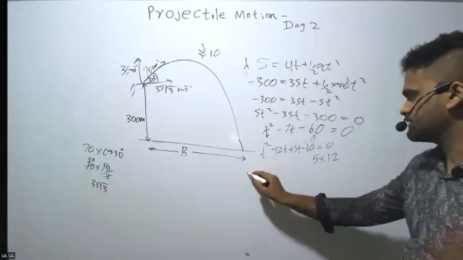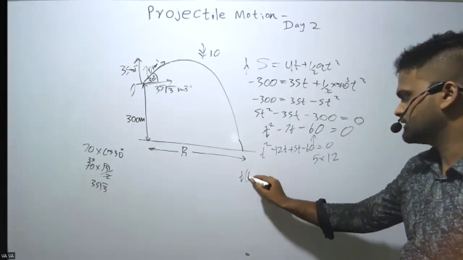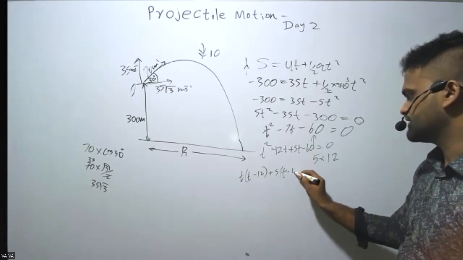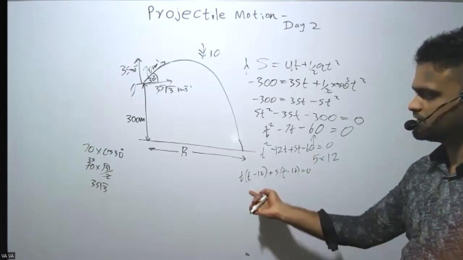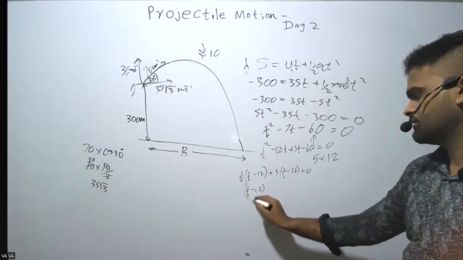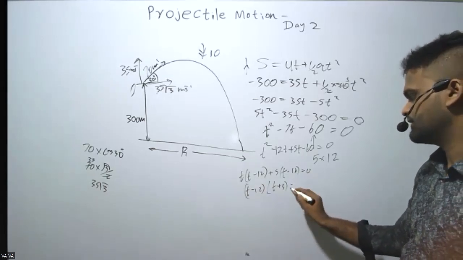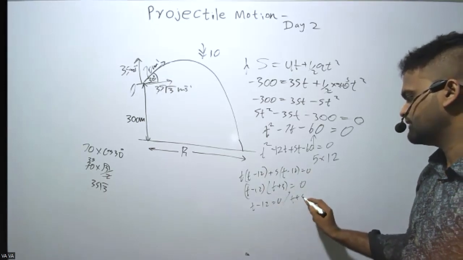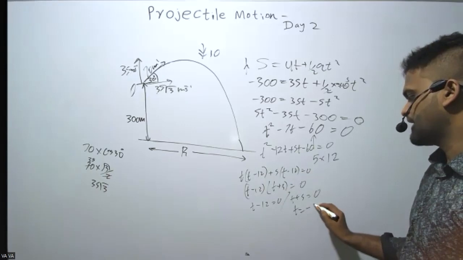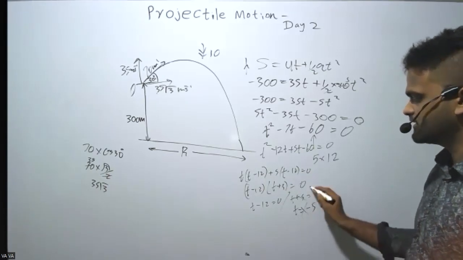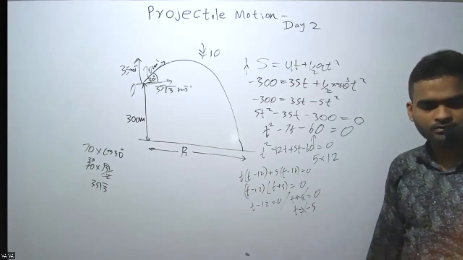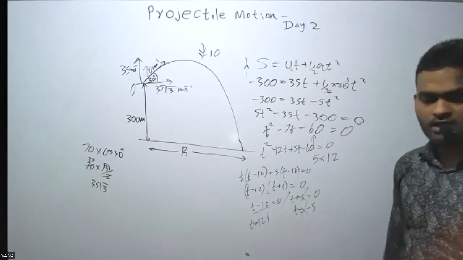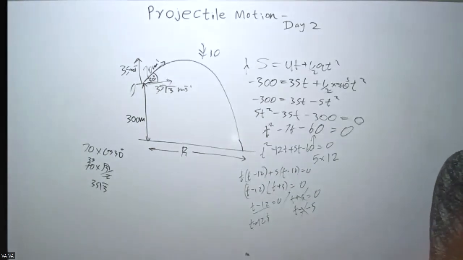Okay, now factor it. Take t out, t minus 12, plus take 5 out from this, t minus 12 equals 0. Take t minus 12 out. You get t plus 5 equals 0. So t minus 12 equals 0 or t plus 5 equals 0. T cannot be negative, so you can reject this answer. So the answer should be this one. Time should be 12 seconds. So that's the flying time for this.